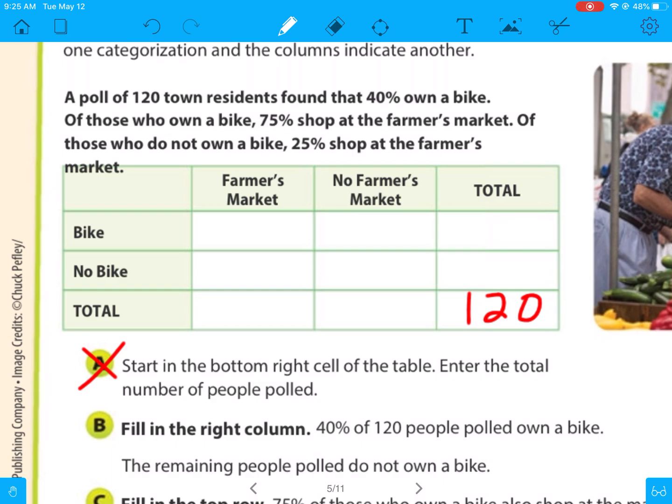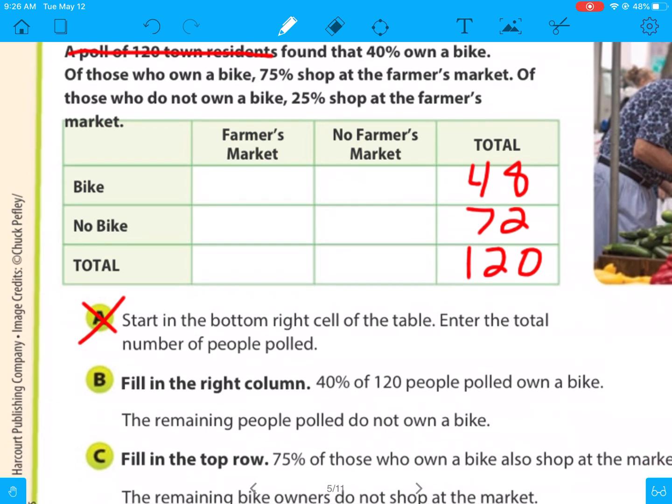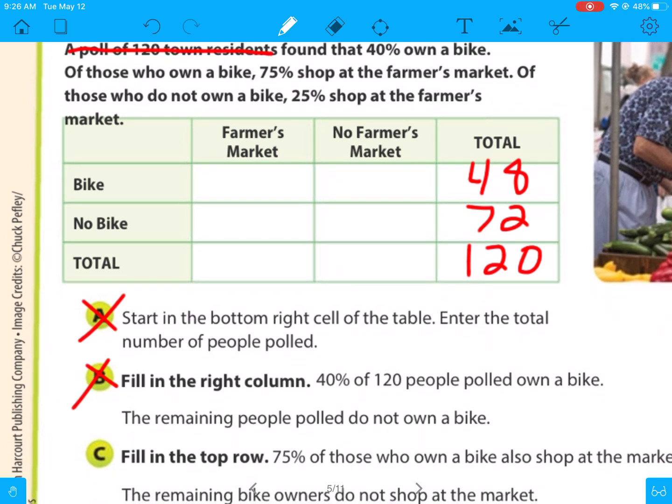And A is done. Now we have to fill in the right column. And now it says the next one, so there's the 120 residents. 40% own a bike. So we're going to have to multiply 0.4, or 40%, times 120, which equals 48. So there's 48 people who own a bike. Now, either you own a bike or you don't own a bike. So 48 plus whatever the no bike should equal 120. So you can do 120 minus 48 to get 72. So 72 people do not own a bike in this town, out of the 120 residents.